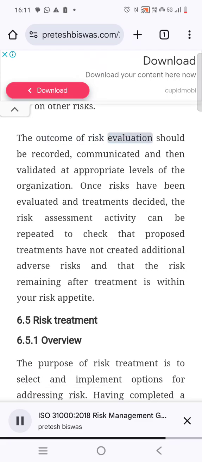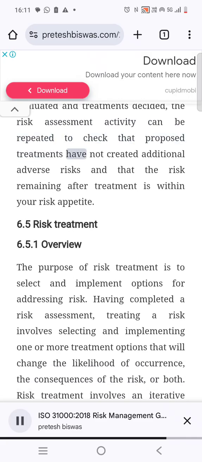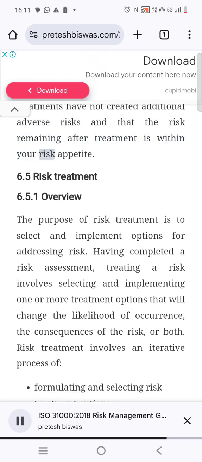The outcome of risk evaluation should be recorded, communicated, and then validated at appropriate levels of the organization. Once risks have been evaluated and treatments decided, the risk assessment activity can be repeated to check that proposed treatments have not created additional adverse risks and that the risk remaining after treatment is within your risk appetite.